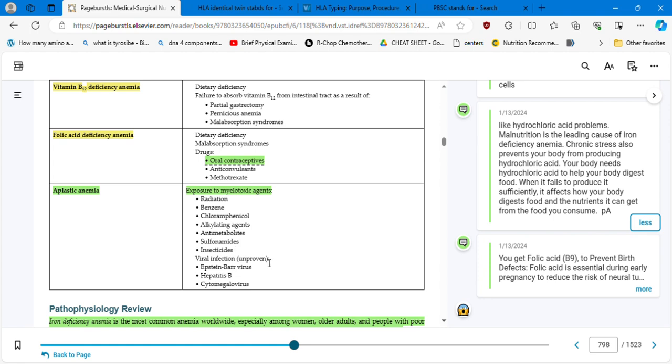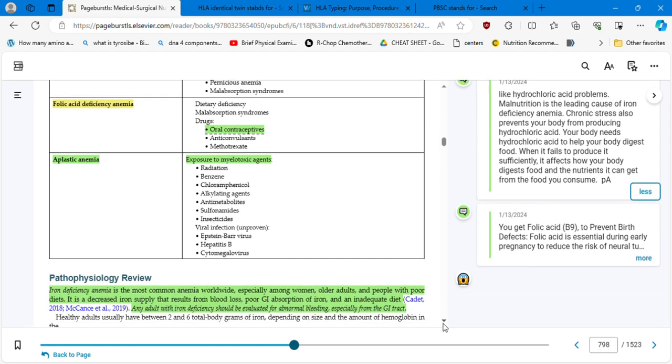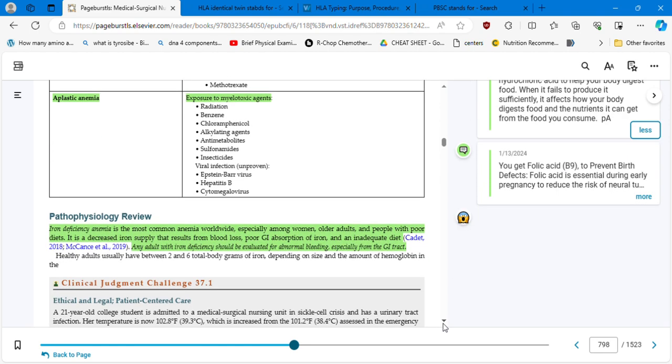and viral infections: Epstein-Barr, hepatitis B, cytomegalovirus. All these can cause anemias. The interesting fact about folic acid anemia: folic acid is your B9, okay?